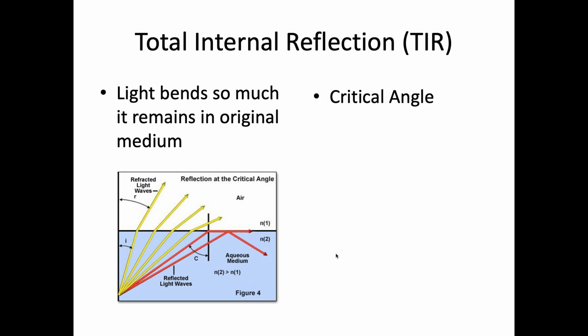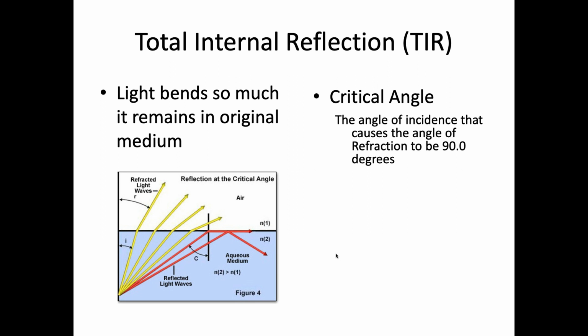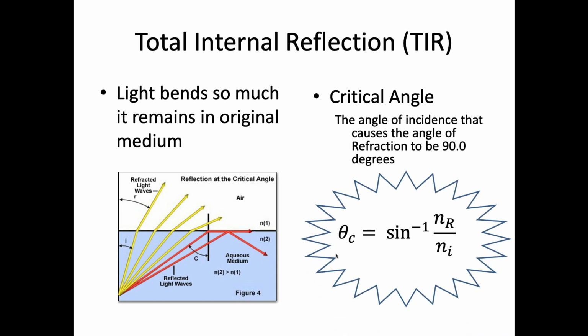So that critical angle is what we're going to be really focused on, and you have that defined for you already. It's the angle of incidence that causes the angle of refraction to equal 90 degrees, and we can determine that using Snell's law. To keep life a little bit simpler, we have the formula that the critical angle is equal to the inverse sine of nR over nI.